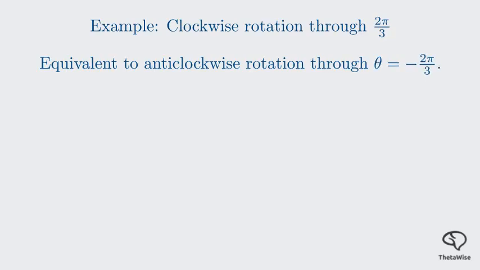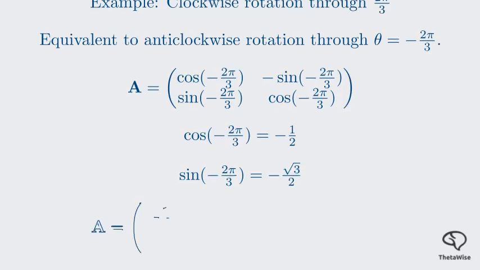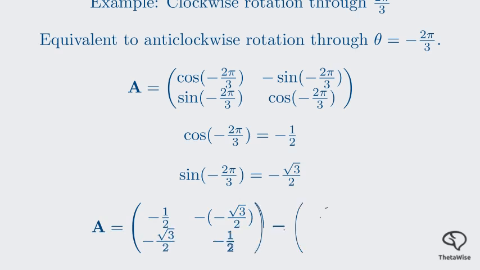The general matrix is cos theta, negative sin theta, sin theta, cos theta. We substitute our value for theta. Cos of minus 2 pi over 3 is negative 1/2. Sin of minus 2 pi over 3 is negative square root of 3 over 2. Plugging these values into the matrix, paying close attention to the negative sign on the sin theta term, gives us the final transformation matrix A. This matrix will transform any point by rotating it clockwise through an angle of 2 pi over 3.